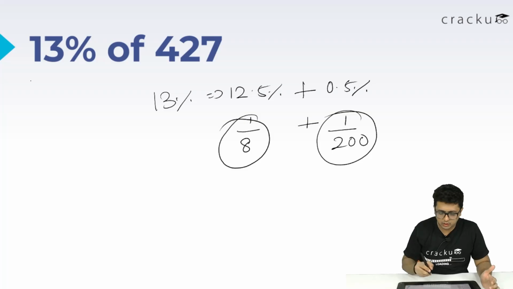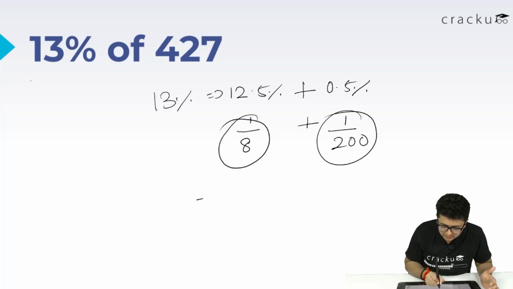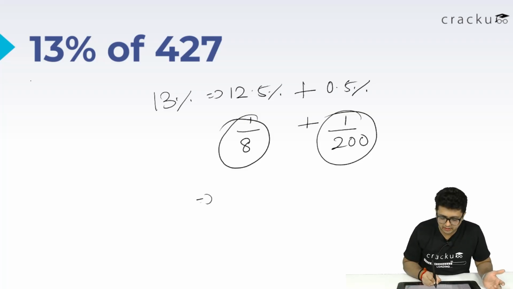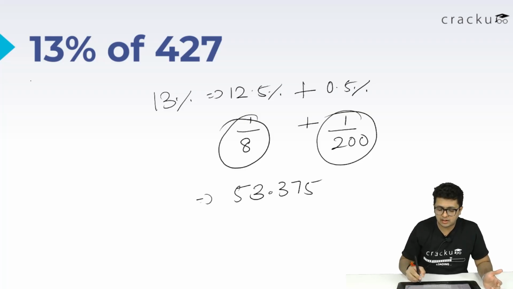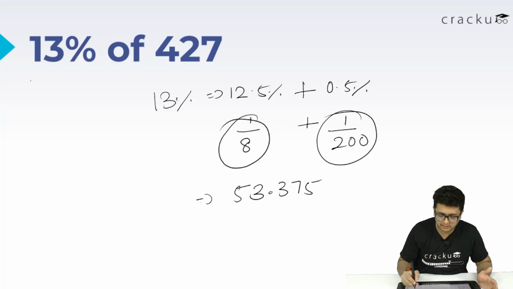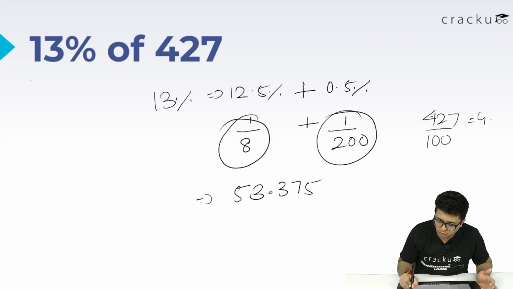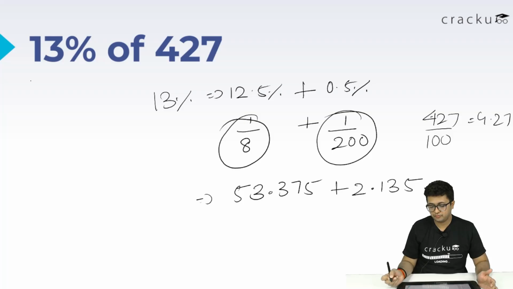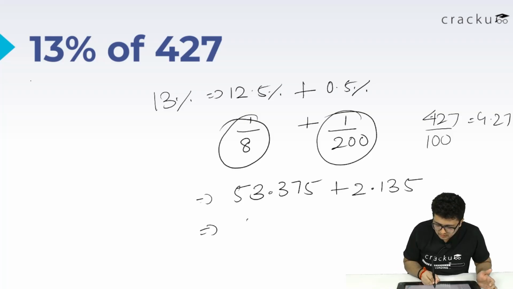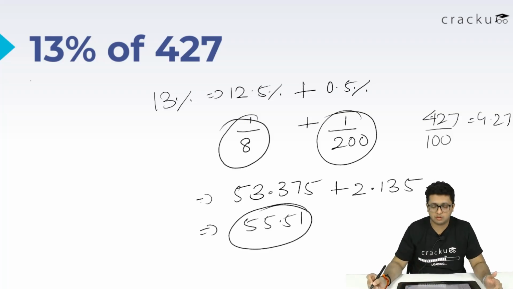So let's try doing that. So 1 by 8 of 427 will be nothing but 8 5s are 40, so 27 and then 53.375. Right, now 1 by 200, as I said, dividing by 10 or 100 is the easiest thing, right? So I can write 427 by 100 will be nothing but 4.27, and then this divided by 2 will be 2.135. So adding these up, I get 55.51, which is the answer for 13% of 427.